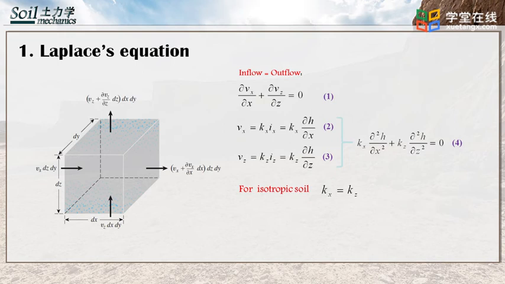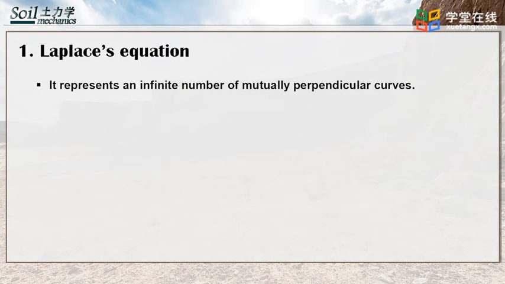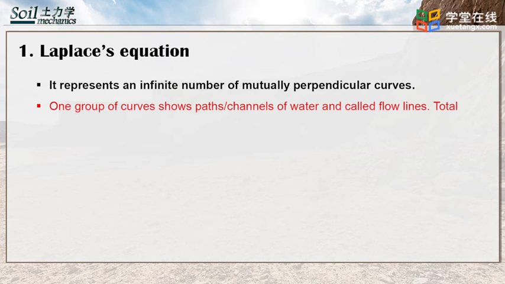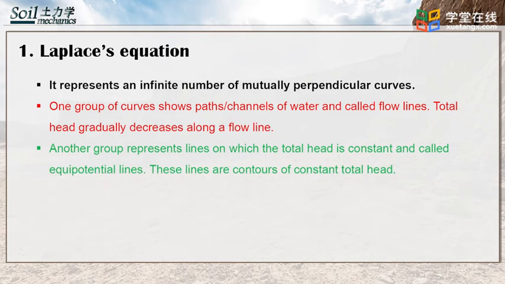For isotropic soil, we have Kx equals Kz. Then the problem can be simplified as equation 5, which is called the Laplace equation. The Laplace equation represents an infinite number of mutually perpendicular curves. One group of curves represents channels of water and is called flow lines. Total head gradually decreases along a flow line. Another group represents lines on which the total head is constant and is called equipotential lines. These lines are contours of constant total head. Flow lines and equipotential lines are orthogonal.